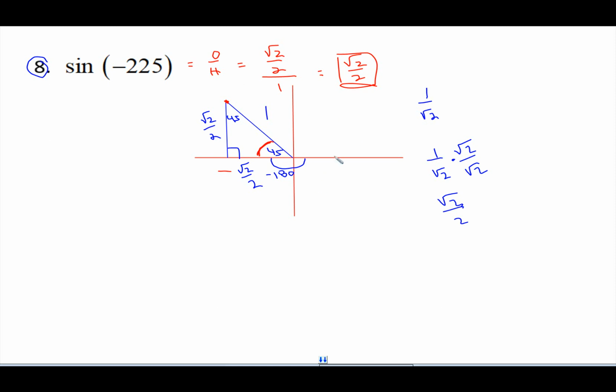Just remember, in the unit circle, when you're making these triangles, they should always be a 45, 45, 90 or a 30, 60, 90. If you're getting anything else, then obviously something's wrong. Okay, so let's look at the next example.